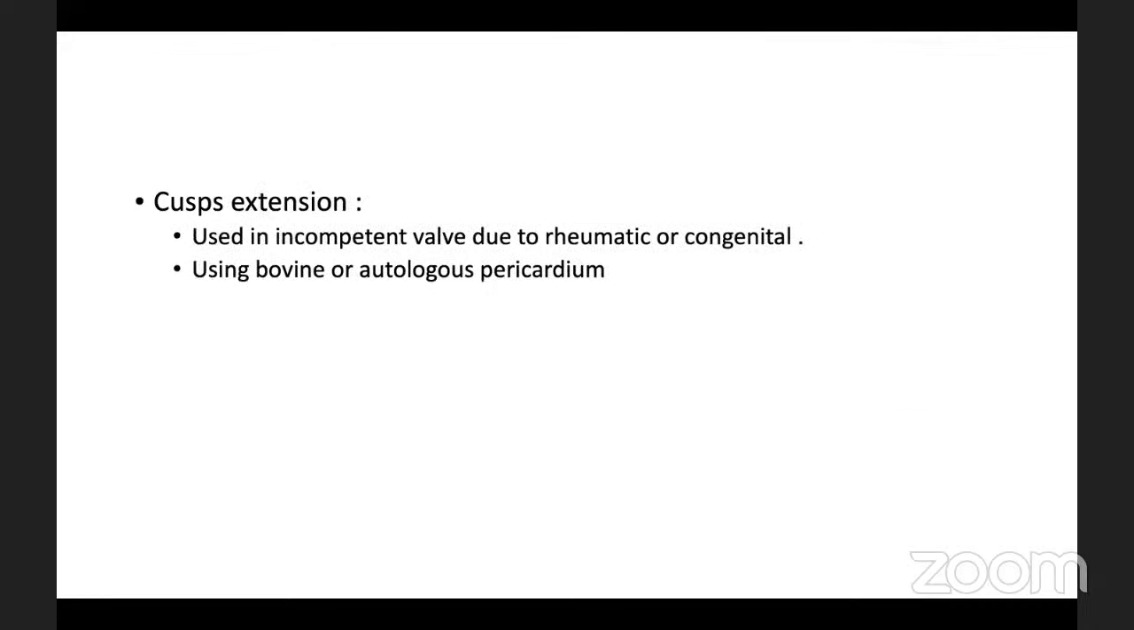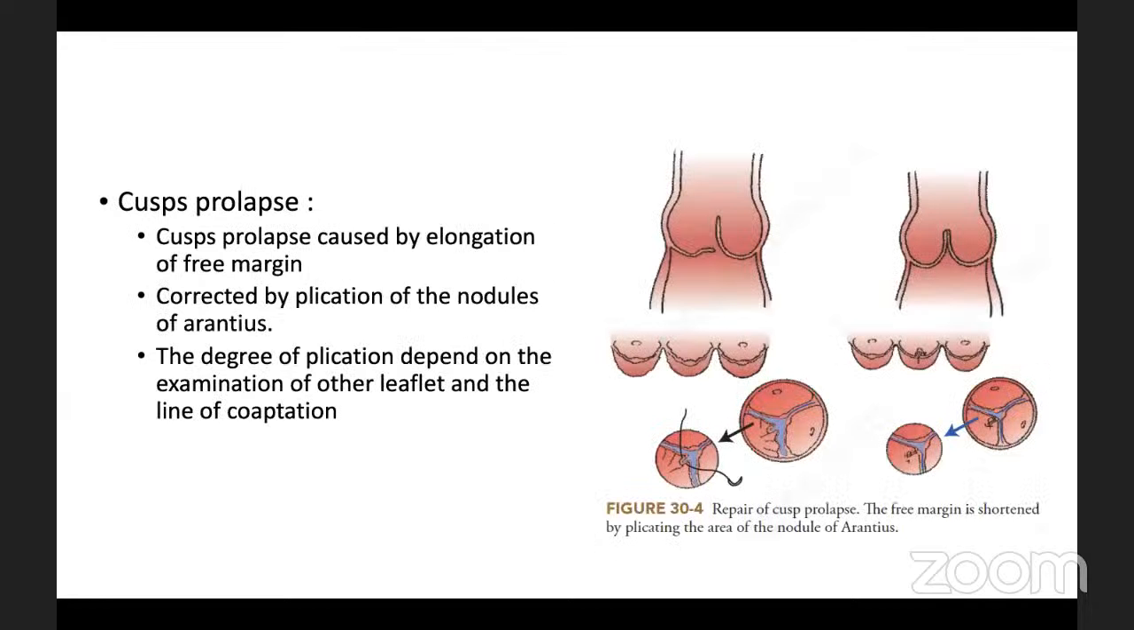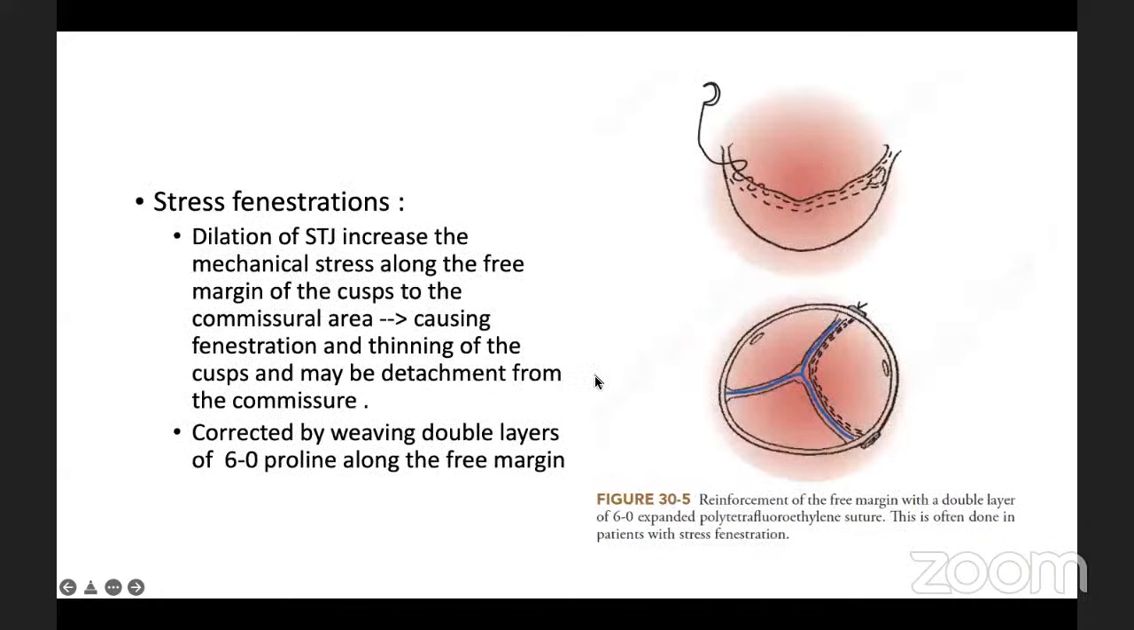Cusp extension is used in cases of incompetent valve due to rheumatic or congenital disease, using bovine or autologous pericardium. When there is a cusp prolapse, it is caused by elongation of the free margin, and it can be corrected by plication, like here in the picture, plication of the nodule of Arantius. The degree of plication depends on examination of the other leaflet and the line of coaptation. Stress fenestration occurs with dilatation of the sinotubular junction, which increases the stress along the free margin of the cusps, causing fenestration and thinning, and the cusp may detach from the commissure. It can be repaired by weaving a double layer of 6-0 Prolene along the free margin and tying it with a pledgeted suture on the commissure side.